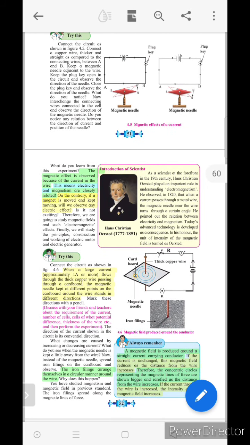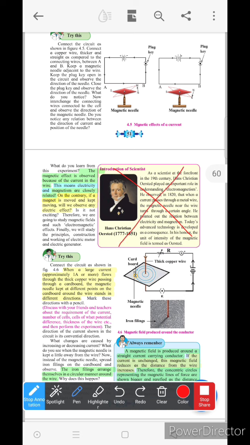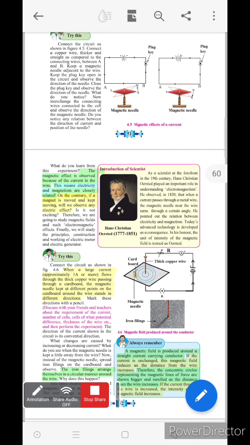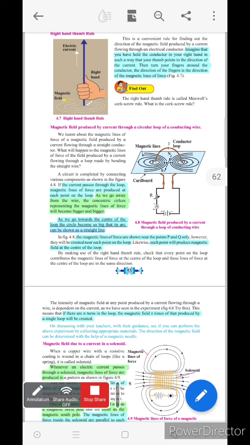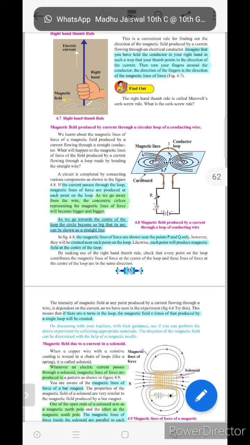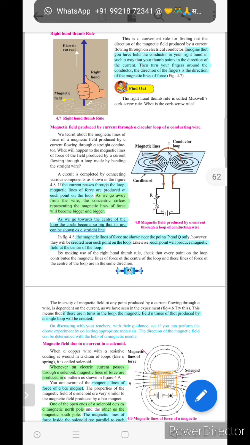Then we will move on to the next page, page number 52. The topic, that is introduction to scientist. The topic is removed, and the topic at the bottom, that is always remember. These two topics are removed from this page. Now we will move on to the next page, page number 53. There is no reduction. On page number 54, there is also no reduction.